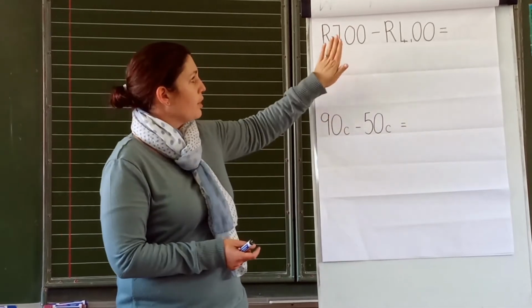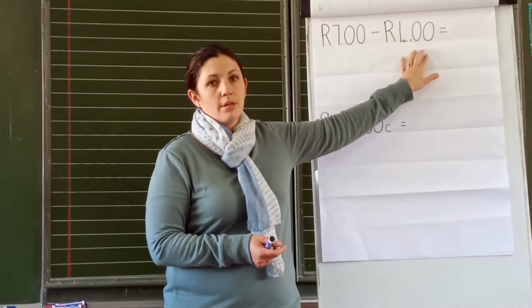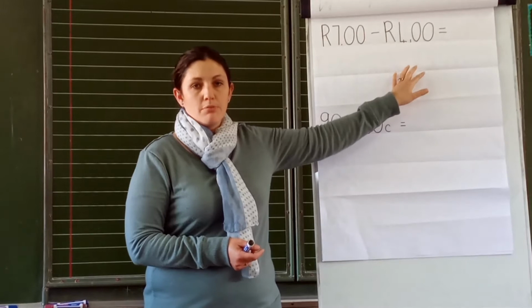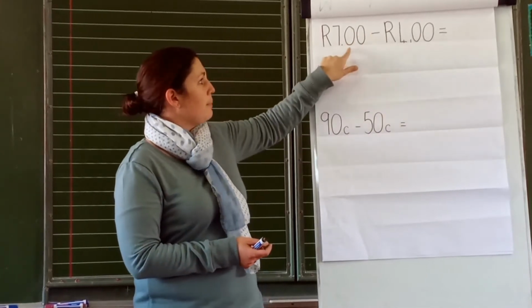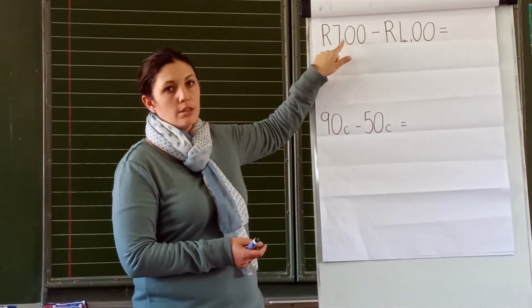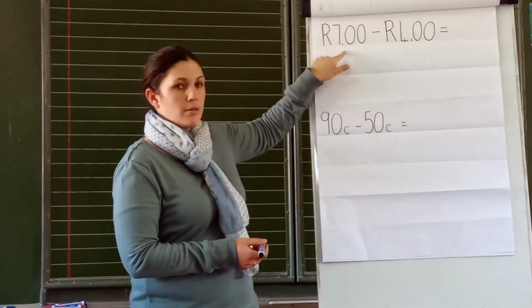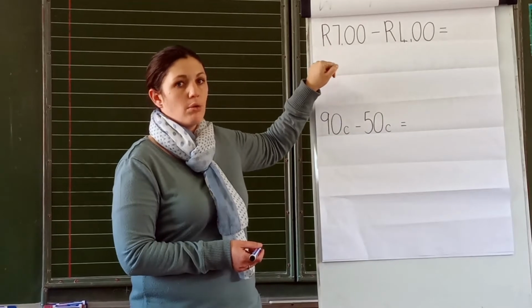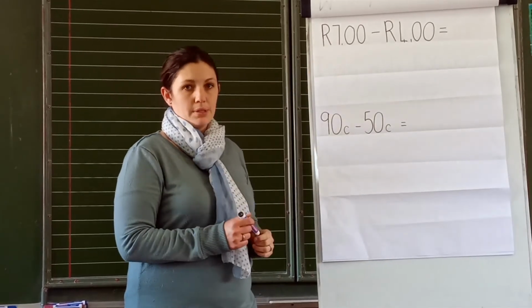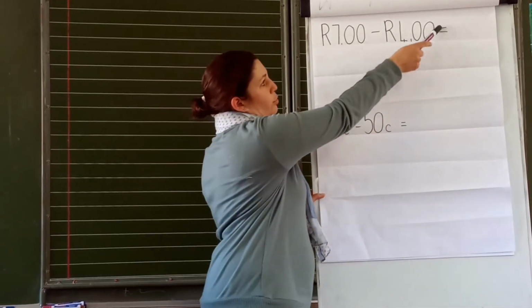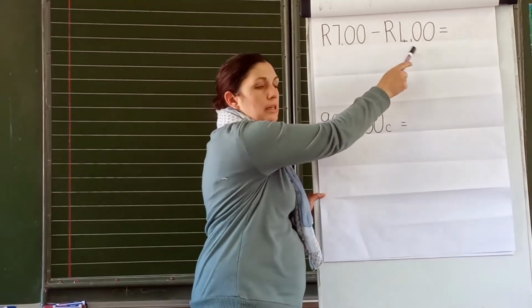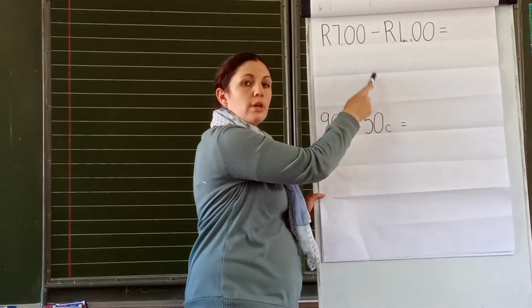So here we've got 7 Rand and 4 Rand. So when we minus this amount of money here, we first break up the first number here into coins or into the amount of money. Now we've got 7 Rand, but we know that we don't get a 7 Rand coin. But when you break up this money, you need to try and make sure that you've got this amount of money in there to cross off. I will show you now what I mean.